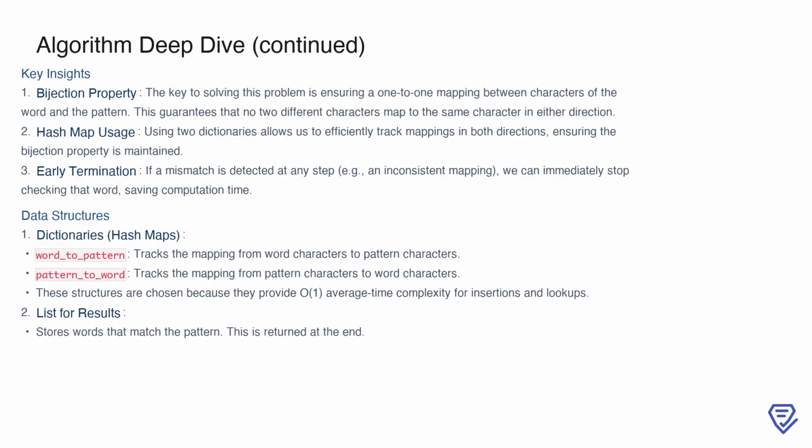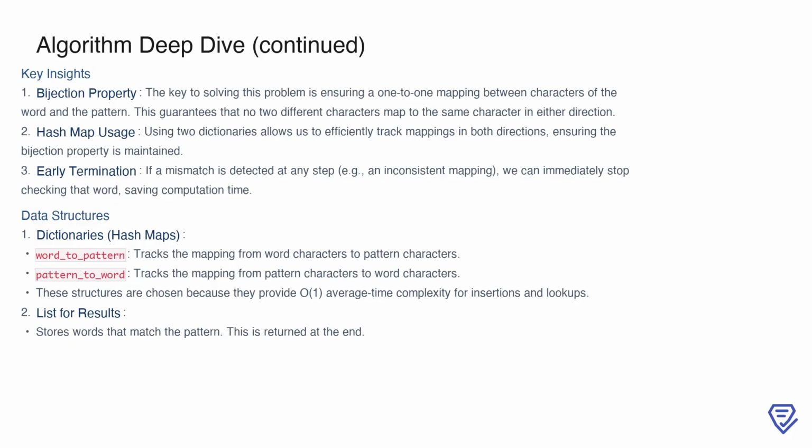The solution relies heavily on the bijection property, which ensures that each character in the word maps to one and only one character in the pattern, and vice versa. This one-to-one mapping is what makes the pattern matching consistent. The use of two dictionaries is crucial here, as it allows us to efficiently track these mappings in both directions. Additionally, this approach enables early termination. If we detect any inconsistency during the mapping process, we can immediately discard the word and move on to the next one, saving computation time.